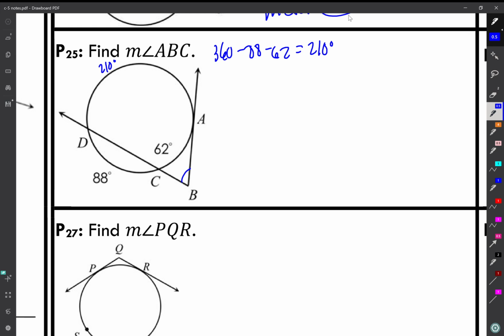Now we can find the measure of angle ABC. This can be half of those two arcs, 210 minus 62. So 210 minus 62 is 148. Then you divide that by 2. You get that the angle is 74 degrees.